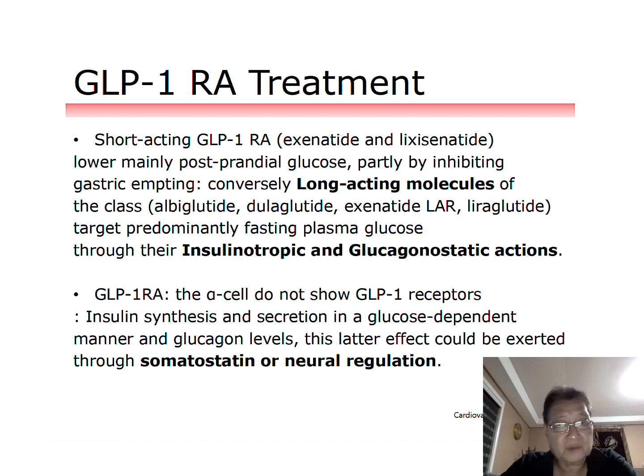their insulinotropic as well as glucagonostatic action. In the GLP-1 receptor agonists, the alpha cells do not express or show GLP-1 receptors. So there is insulin synthesis and secretion in a glucose-dependent manner, and a change in glucagon level. This latter effect could be exerted through neural regulation and, of course, somatostatin.